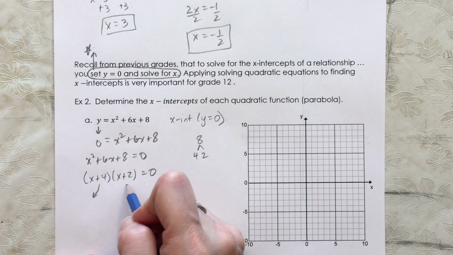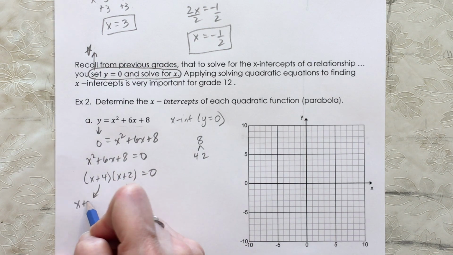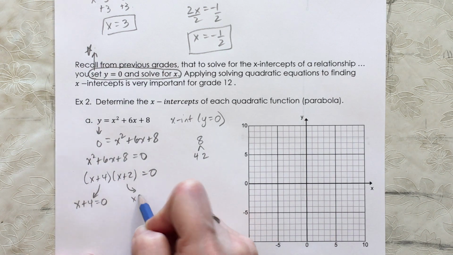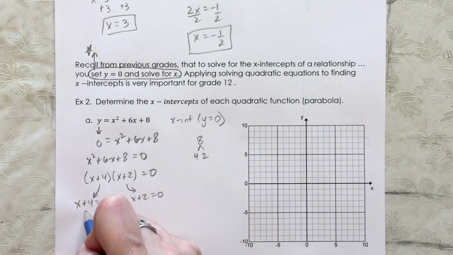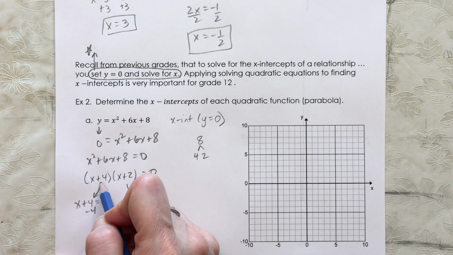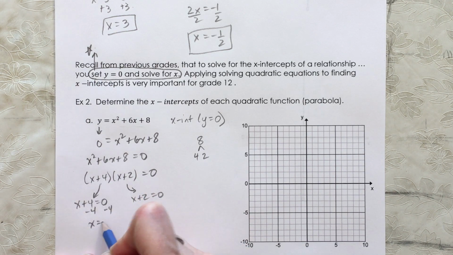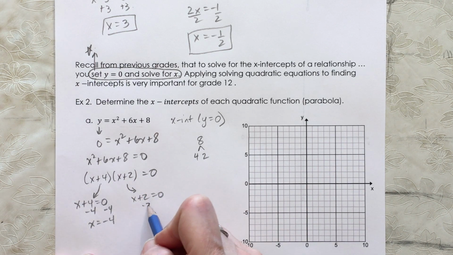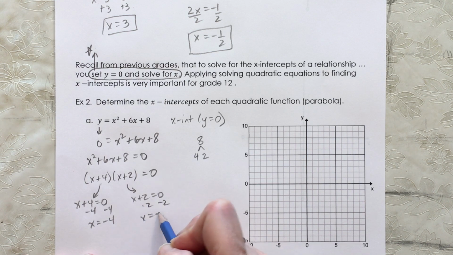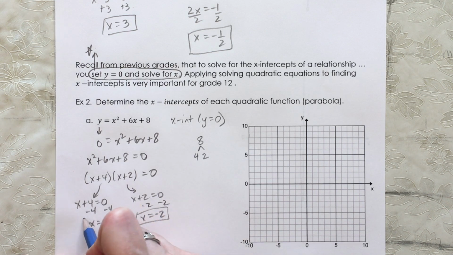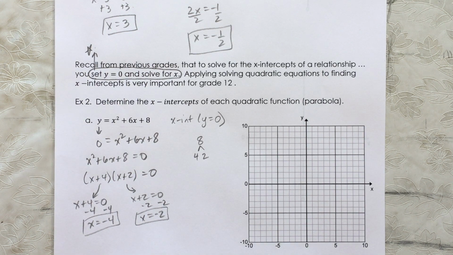And then we get our two solutions. Either x plus 4 has to equal 0, or x plus 2 has to equal 0. Some of you will be able to go straight from this step to x equals -4 and x equals -2, and other people will prefer to show the steps. But those are the x-intercepts, or zeros.